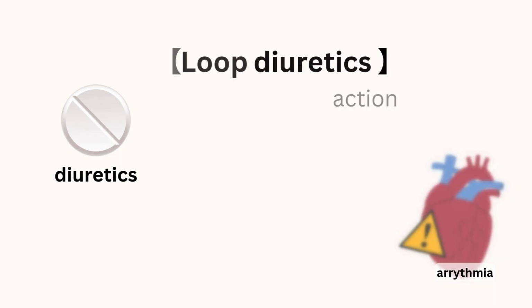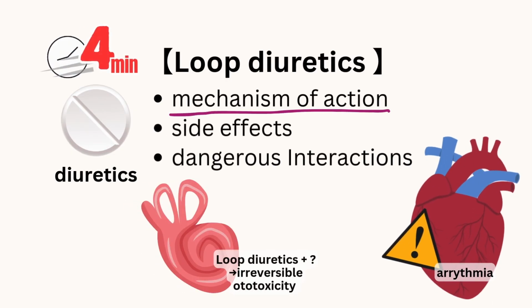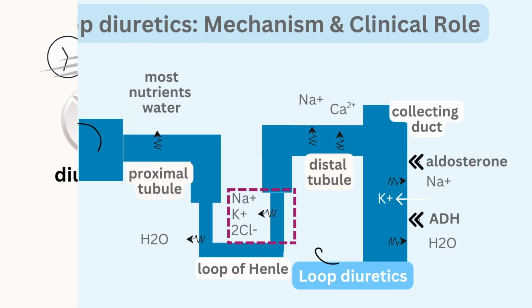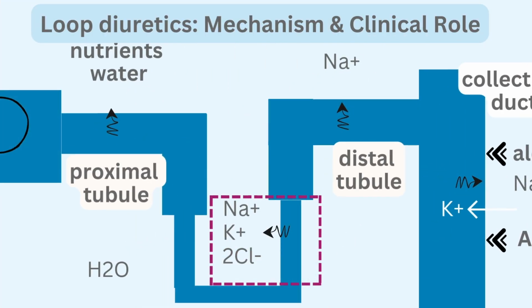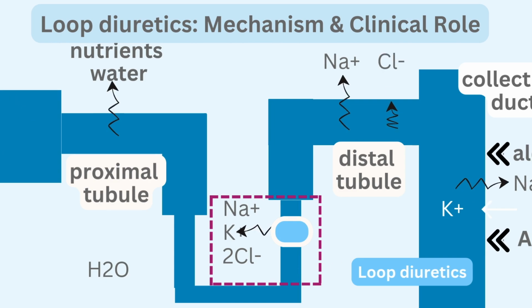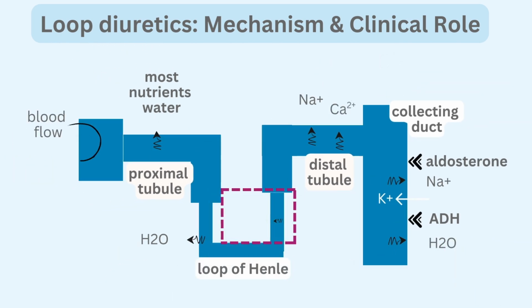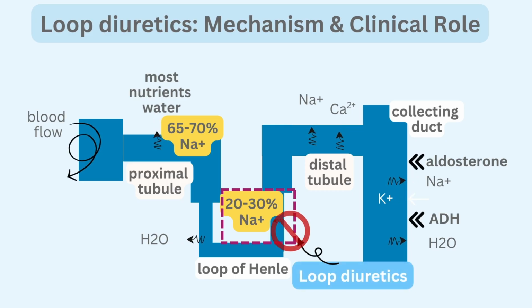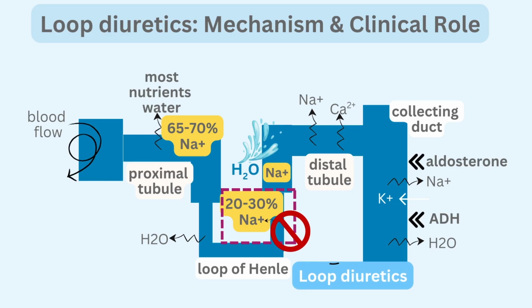In this 4 minute video, let's go deeper, not just the mechanism but the side effects and the drug interactions. Loop diuretics block the sodium-potassium-2-chloride symporter in the thick ascending limb of Henle. Normally, this segment reabsorbs 20 to 30% of filtered sodium. Blocking it means sodium stays in the tubule, and water follows.